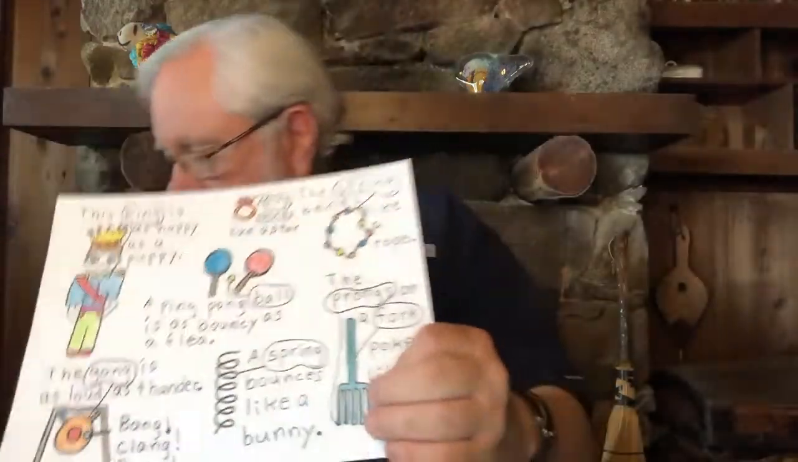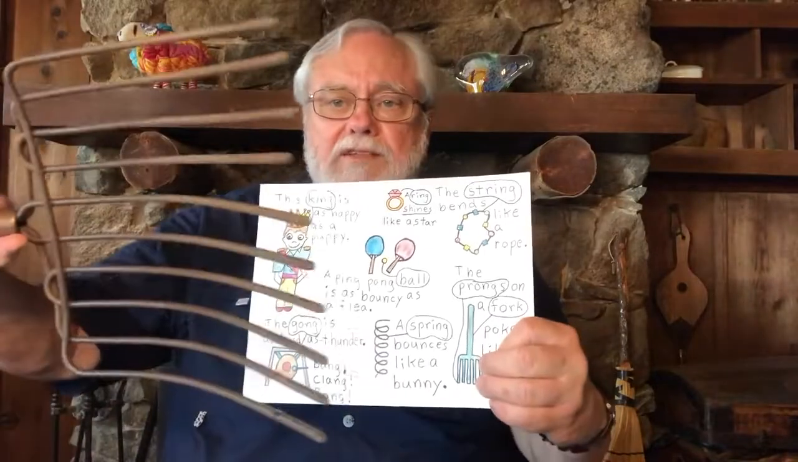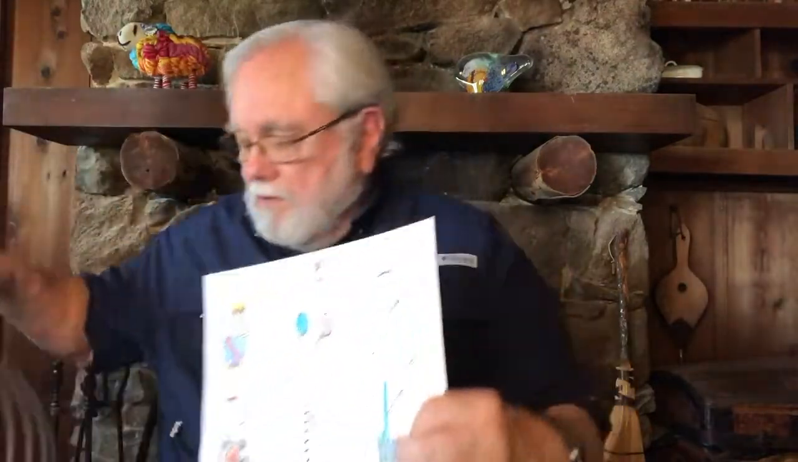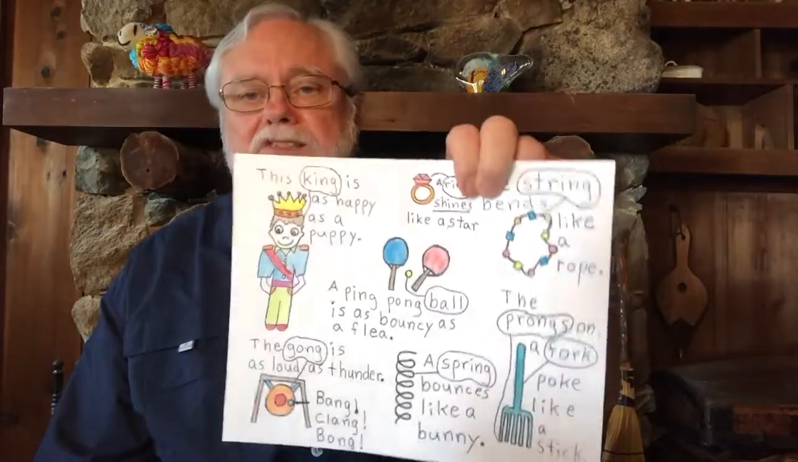Then I drew a picture of a fork down here, and that's like this fork with very sharp prongs. And I wrote that the prong on a fork can poke like a stick. So you can draw some more things like that, and I had a spring that bounces like a bunny.